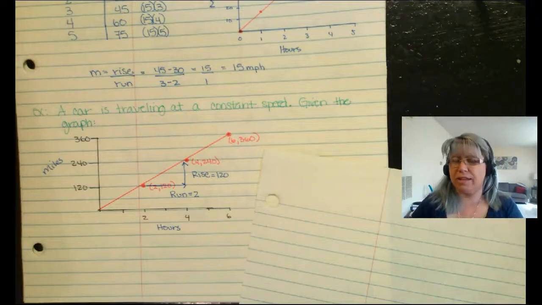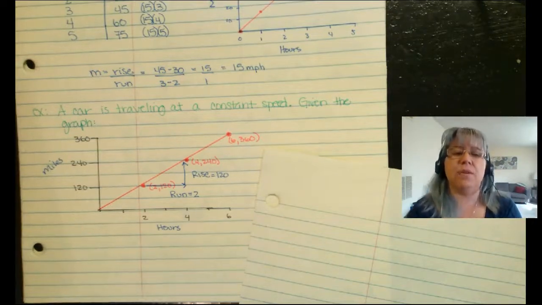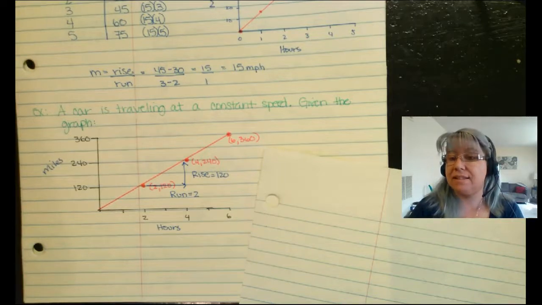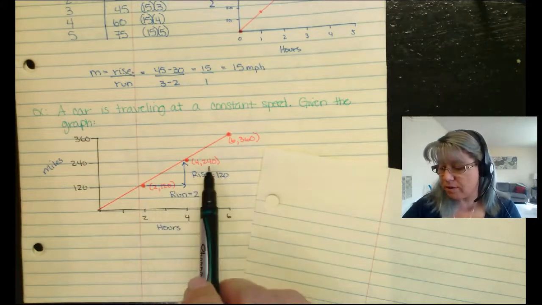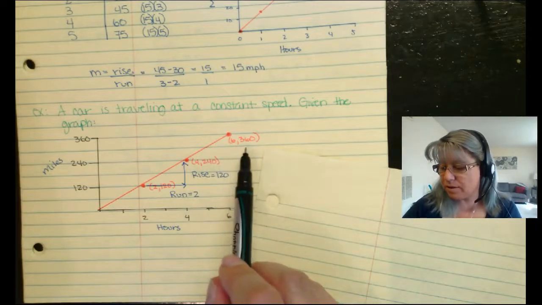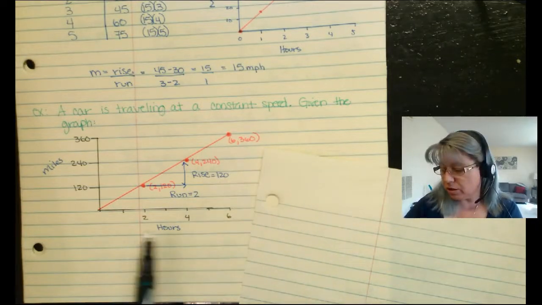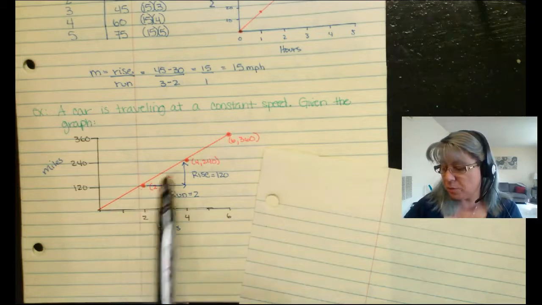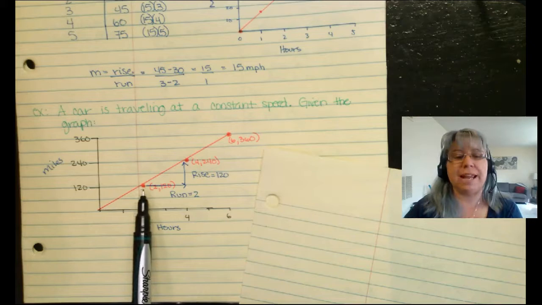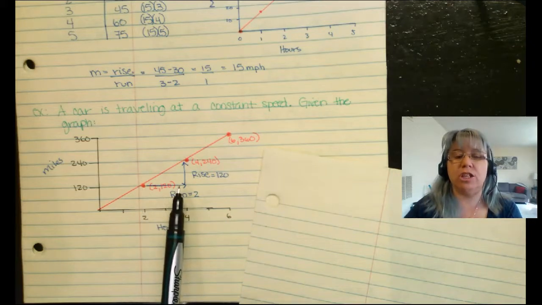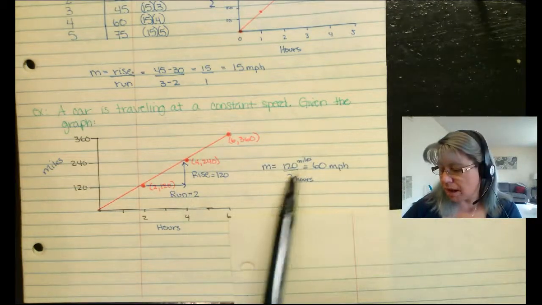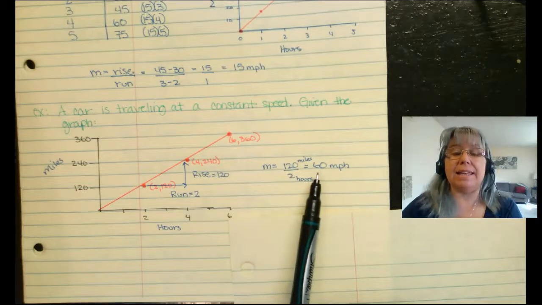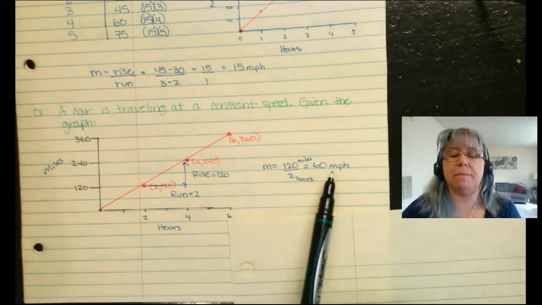Let's look at another. Given a graph, let's figure out how fast a car is traveling at constant speed. At 2 hours, they traveled 120. At 4 hours, 240. 6 hours, 360. Now we can look at this between the first point and the second point. The change in x was 2. The change in y was 120. So rise over run, 120 miles over 2 hours, that's the constant speed of 60 miles per hour.